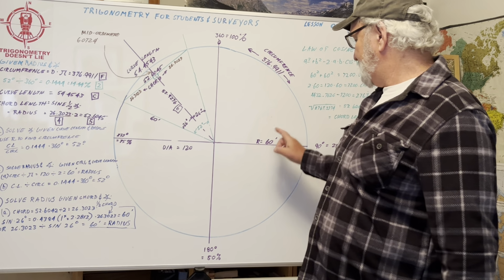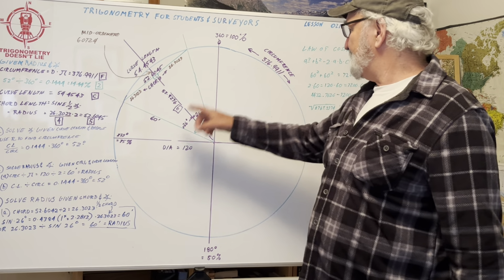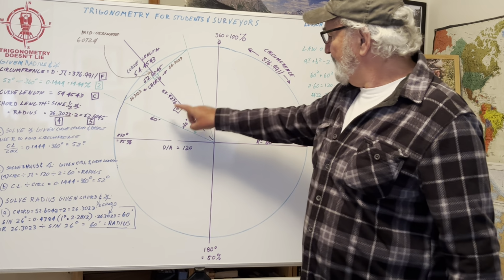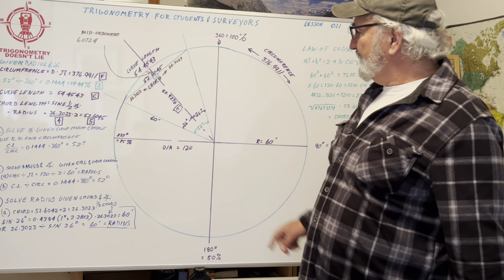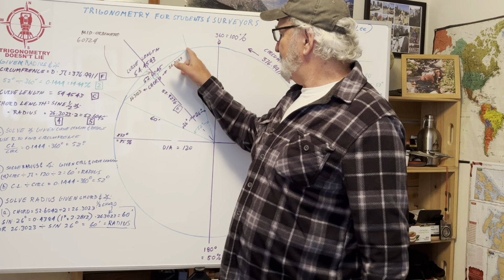And the circumference is, again, radius times 2 times pi. So now we have that. What's another thing we want to look at? Chord length is the distance between this point and this point.